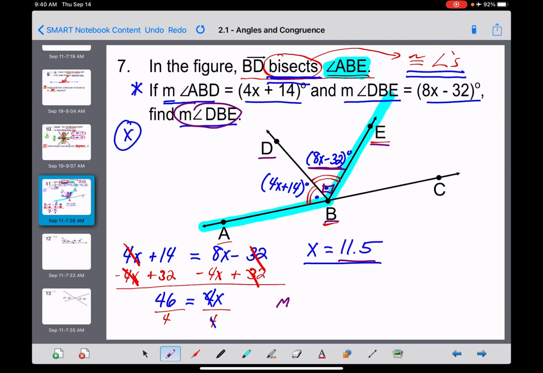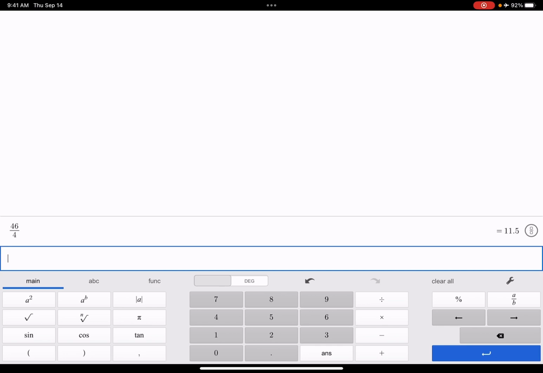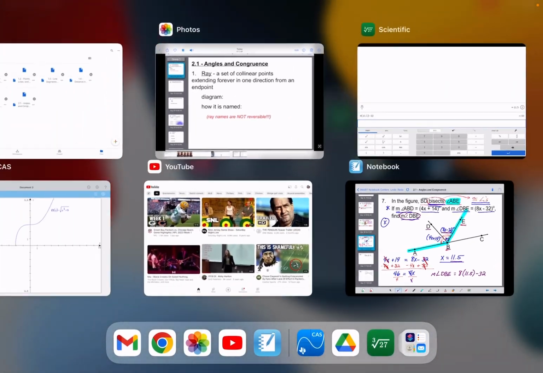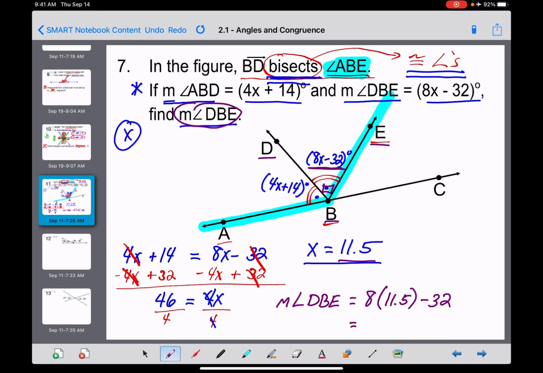So I'll go ahead and start writing this out. The measure of angle DBE is equal to 8 times our x value of 11.5 minus 32. So let me go back to my calculator right here, and I'll type in 8. Everywhere there was a variable, I like to use parentheses. 11.5, there we go, 11.5 was our x value, and then we had a minus 32 at the end of all that, and it looks like we ended up with 60 for the measure of that angle there. So let's go ahead and write that down, 60 degrees, and I'll box that up. That should be the answer to this problem.